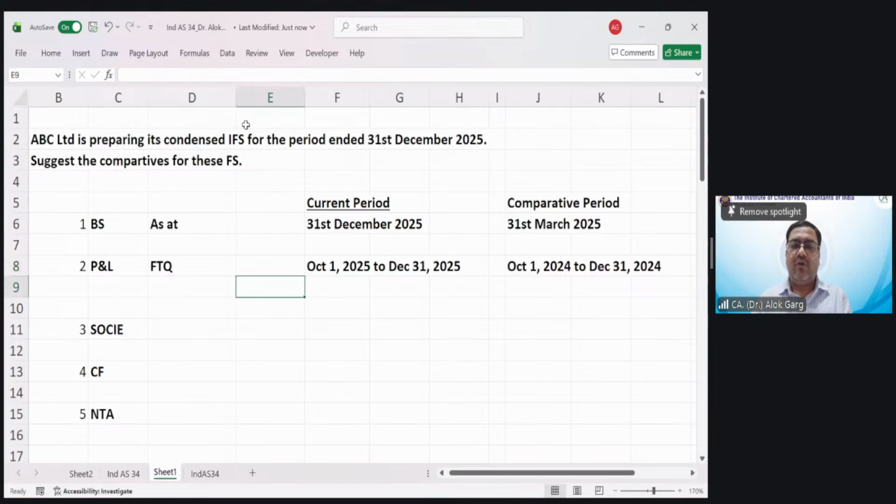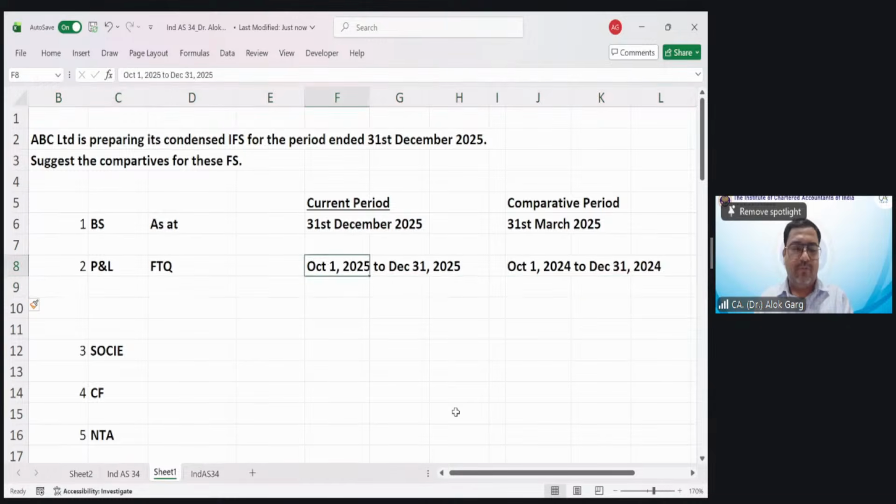And in the heading, we can say Q3 25-26, right. And here we can say Q3 24-25. Can we say that? Yes.